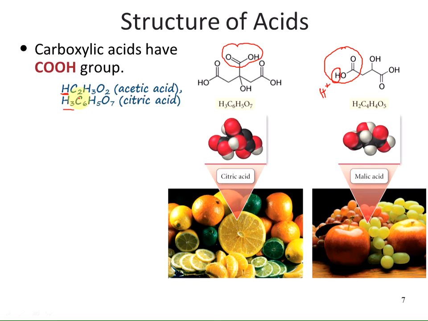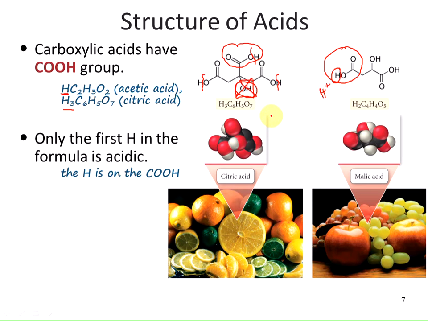Notice there's a proton there that can dissociate, one that can protonate there, and then the one in this carboxylic acid group. Notice that this hydrogen, this OH, is not acidic. This one's not acidic because it's not part of a COOH. It's not part of a carboxylic acid group. So only the first hydrogen in the formula is acidic. And that's the proton in the COOH. And remember, this is the carboxylic acid group. So that's the acidic proton.